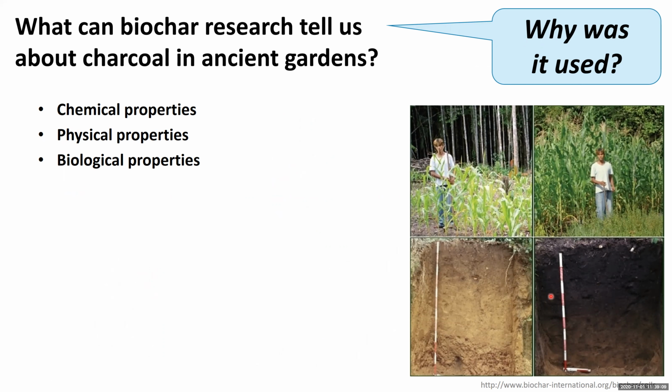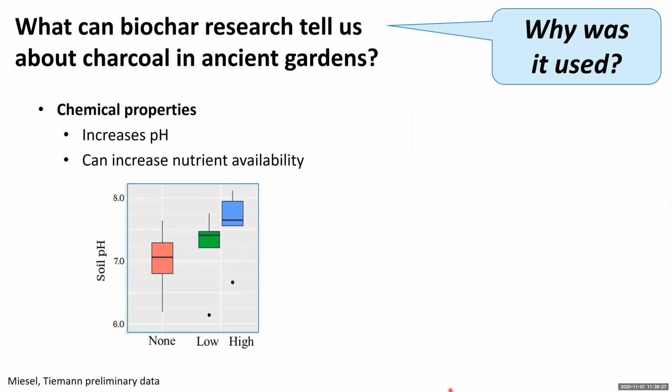So understanding how biochar affects each of these parts can help us identify insights on why biochar was used in ancient cultures. So I'll start with focusing on this question here, why biochar may have been used in ancient cultures, by digging into what we know from the current biochar research. So I'll start with some examples of how biochars influence soil chemistry.